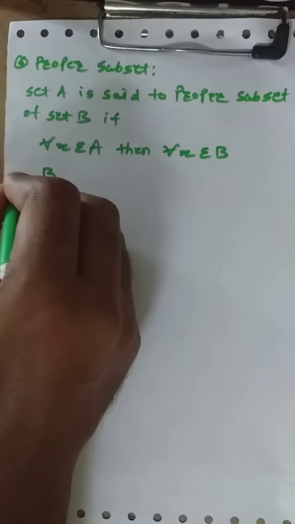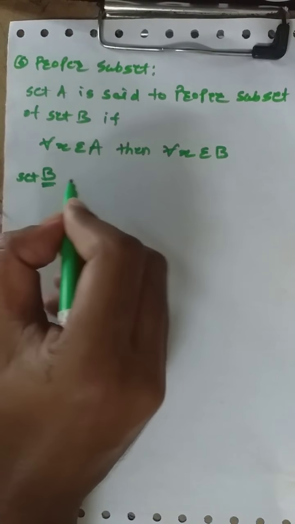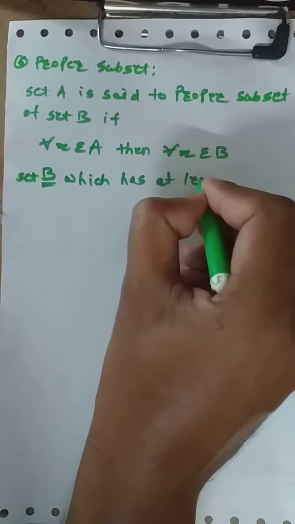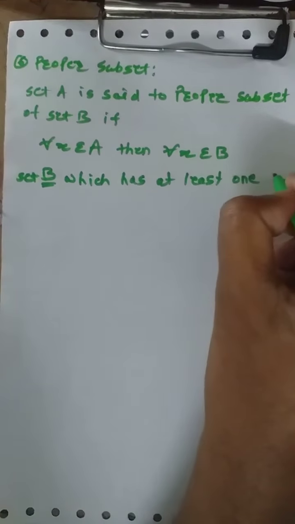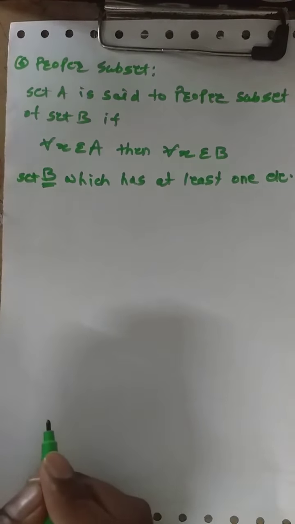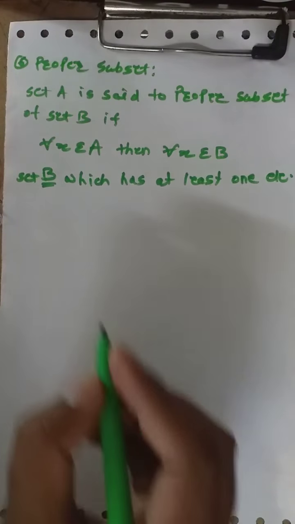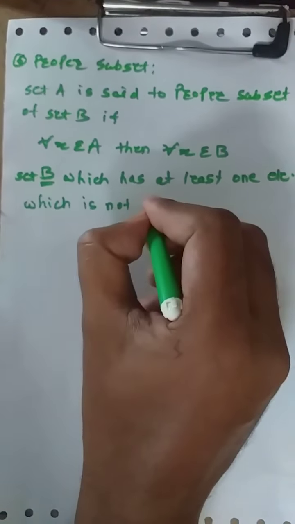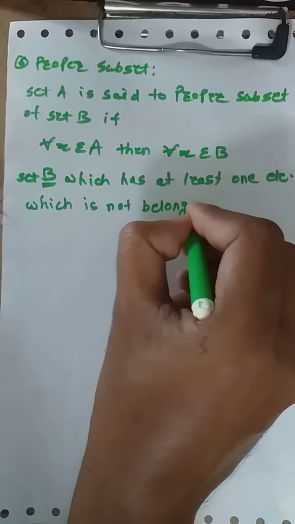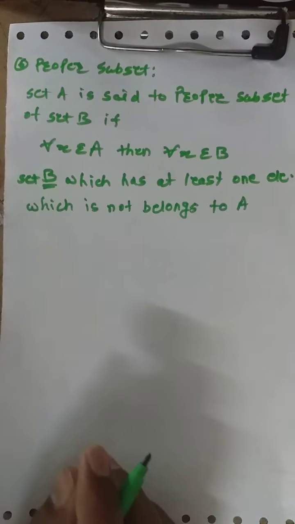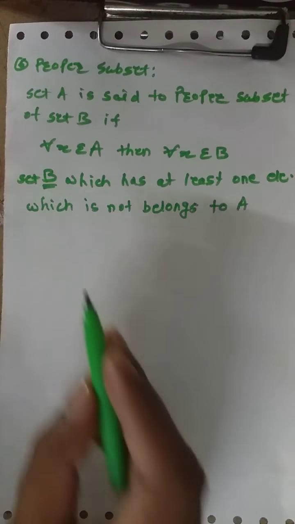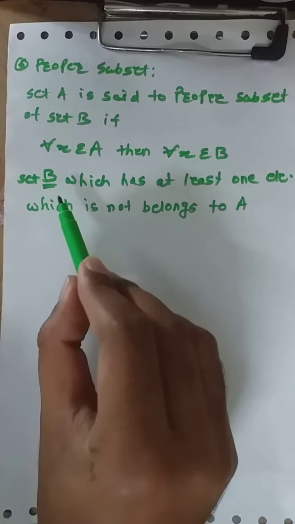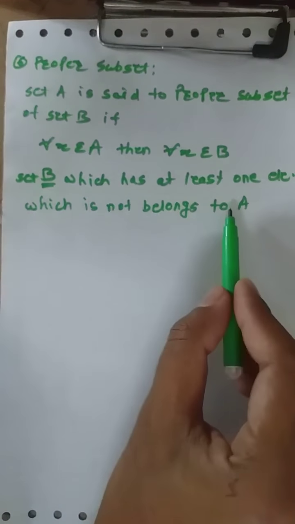The second condition is that set B has at least one element which does not belong to A, that is, an element which is present in set B but which is not present in set A.